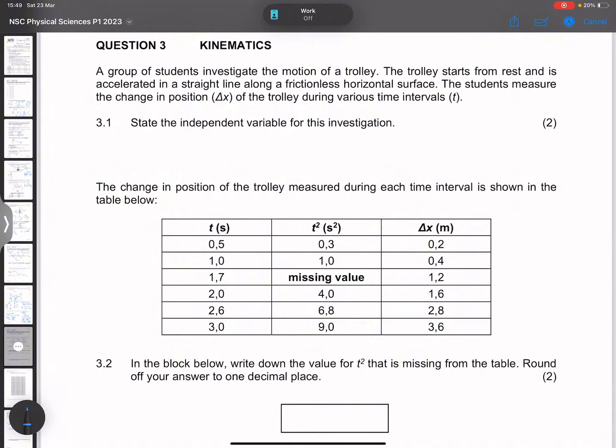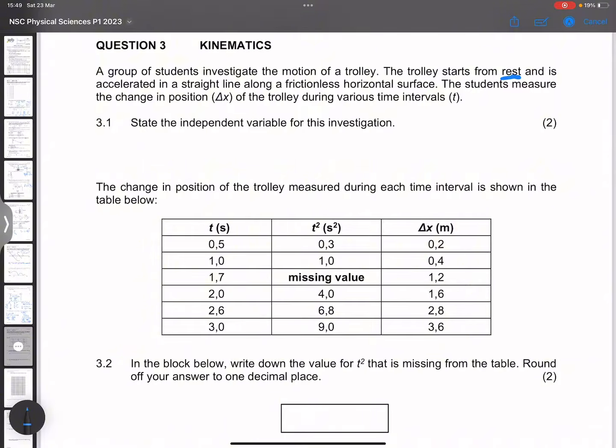Right, and now we move on to question 3. So they say to us, we've got a group of students that investigate the motion of a trolley. The trolley starts from rest, very important, and is accelerated in a straight line along a frictionless horizontal surface. They say the students measure the change in position of the trolley during various time intervals. Now they say to us, state the independent variable for this investigation.